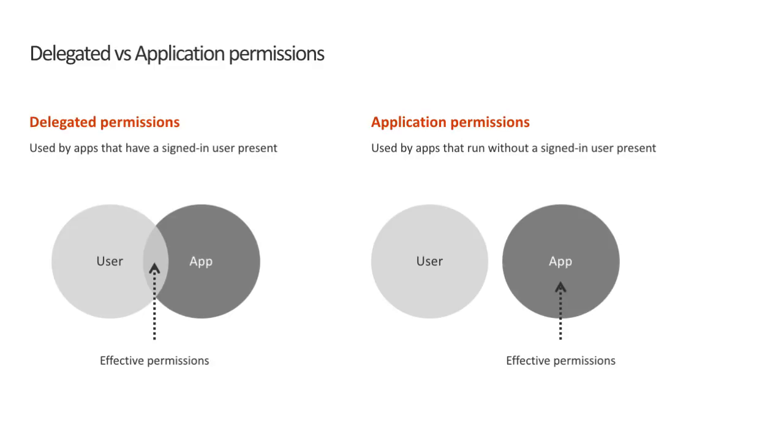Let's talk a little bit about delegated versus application permissions. For delegated permissions, this is the effective permission of your application. It's going to be the least privileged intersection of the delegated permissions the app has been granted access to via consent and the privileges of the currently signed in user. The app can never have more privileges than the currently signed in user.